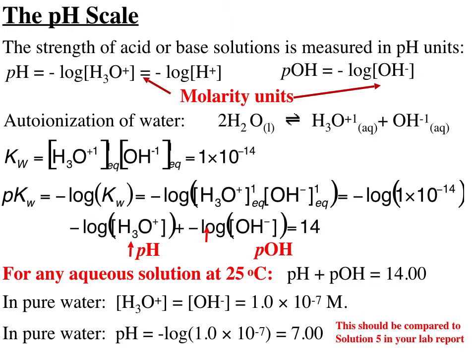Now, it turns out even pure water undergoes some degree of dissociation into ionic species. So anytime you drink a glass of water, you're drinking a little bit of hydronium and a little bit of hydroxide. But it's such a minuscule amount that the damage caused by ingesting acid and base in this process is negligible.